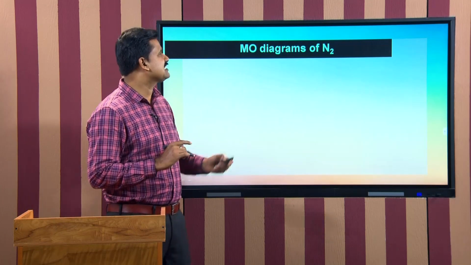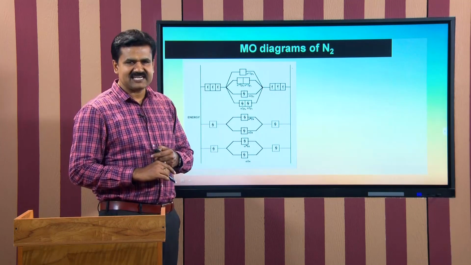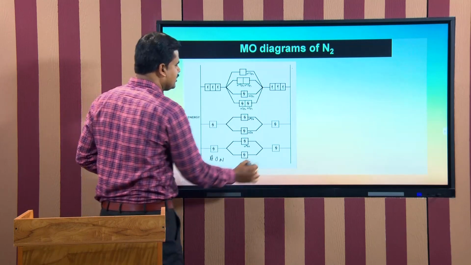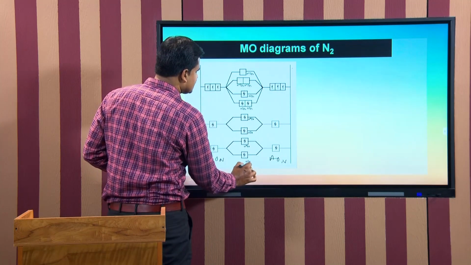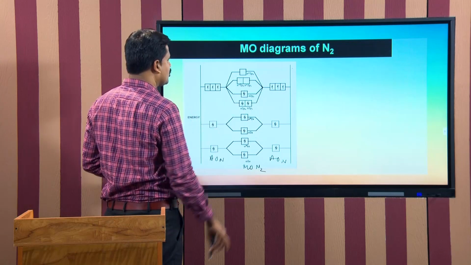Now, we are discussing the MO diagram of nitrogen. This is the MO diagram of nitrogen. Here we can see the left side is the atomic orbital of a nitrogen atom. This is the atomic orbital of the second nitrogen atom. The center portion represents the molecular orbitals of the nitrogen molecule, and this is the MO configuration.